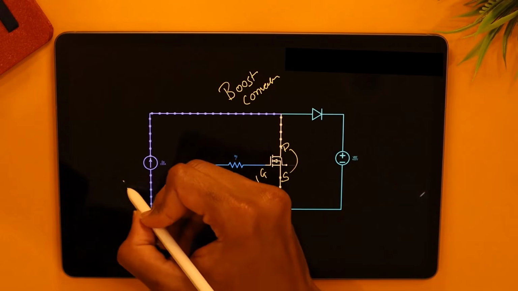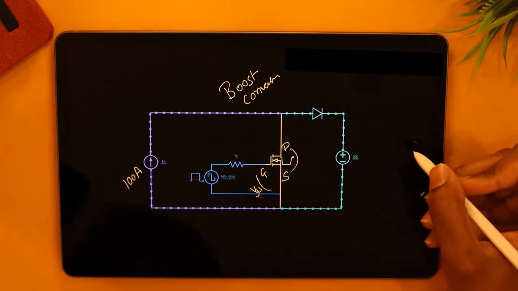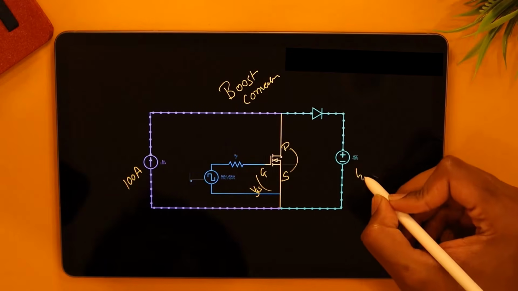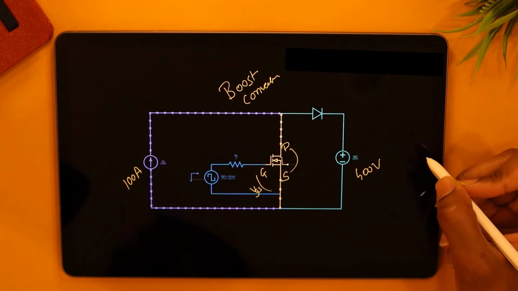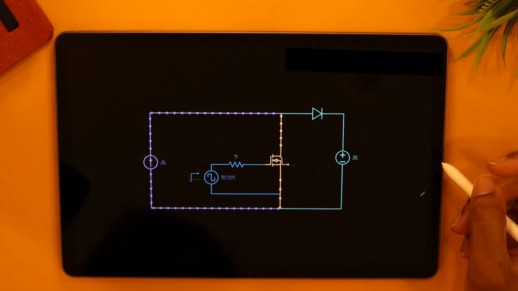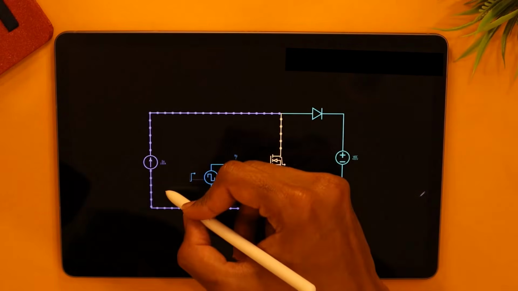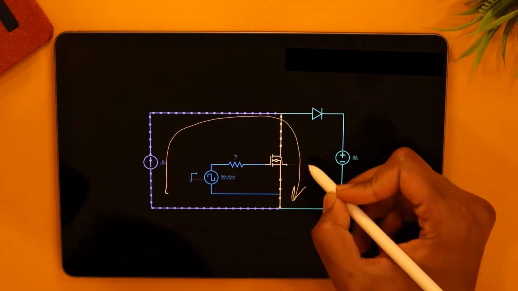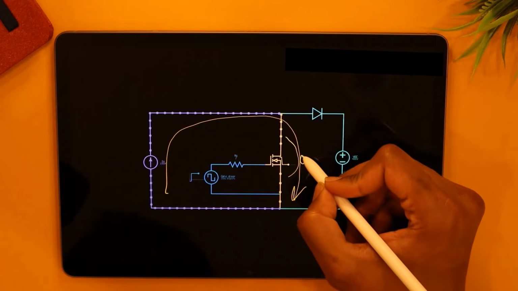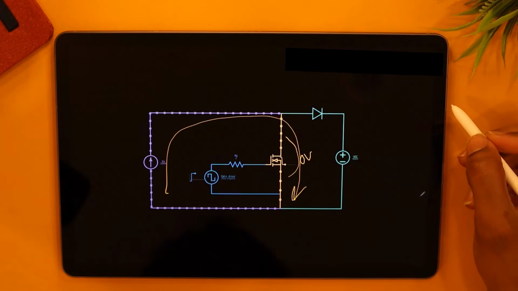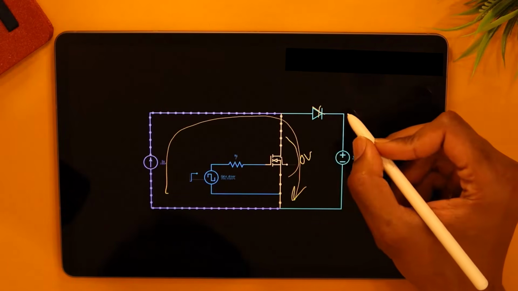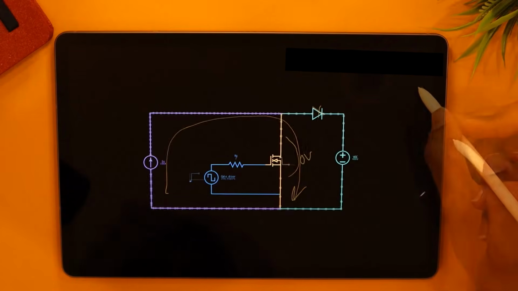On the input side, you have a current source of 100 amps. On the output side, you have a voltage source of 400 volts. When the MOSFET is on, it carries the entire input current of 100 amps and the voltage across it is 0 volts because it's essentially like a closed switch. This diode is reverse biased and does not carry any current.